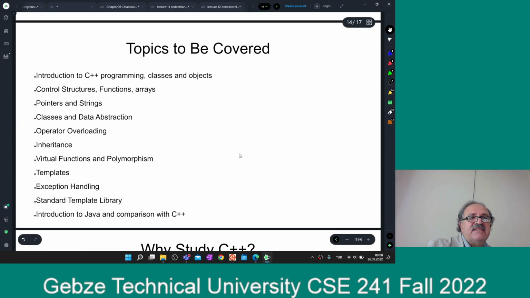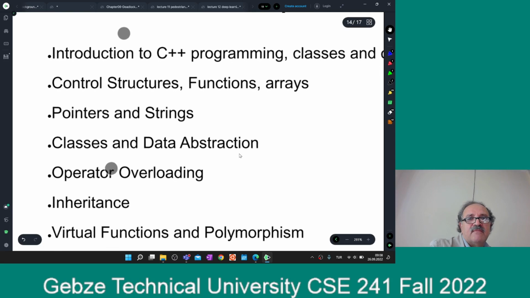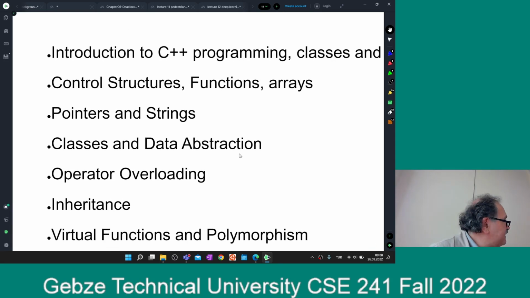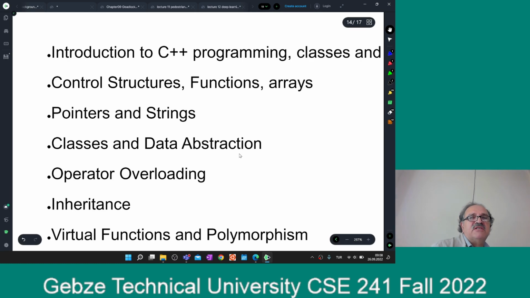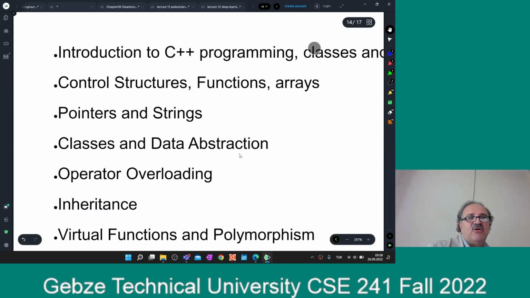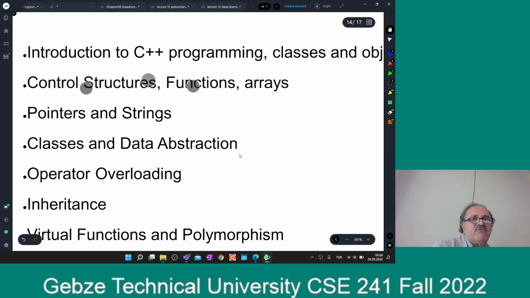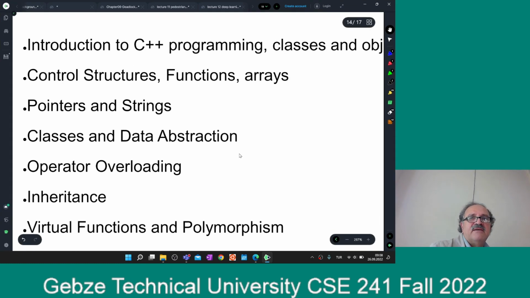So these are the things that we are going to cover. Since you don't know object-oriented programming, you will not know what these are yet, but just to give you an idea, we will make an introduction to C++ programming, classes and objects at the beginning. This will come from C: control structures, functions, and arrays. These will be familiar to you, so that will be very quick. In 1 or 2 lectures, I will finish them.